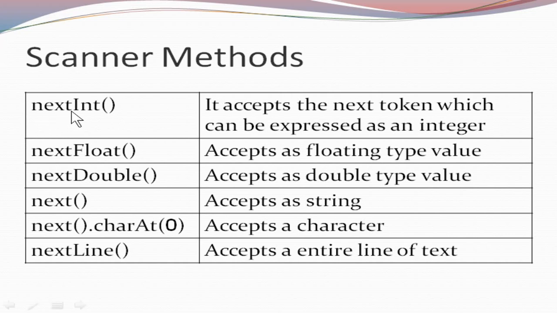You can see this syntax here, next, and then the second word is int, that is integer. The second word's first character is a capital letter, that is I. To differentiate two words, you start the second word's first character as capital. So nextInt, I will be capital, and everything else is lowercase. When you use it in the program, it automatically accepts an integer.